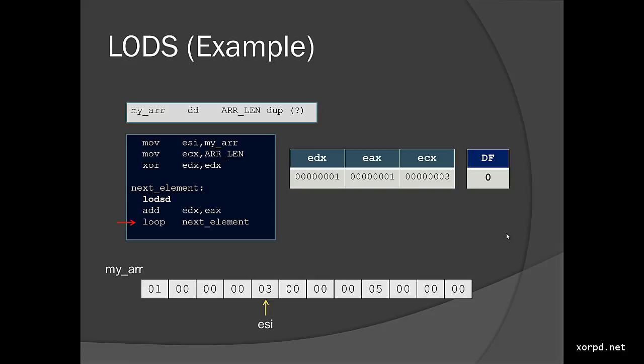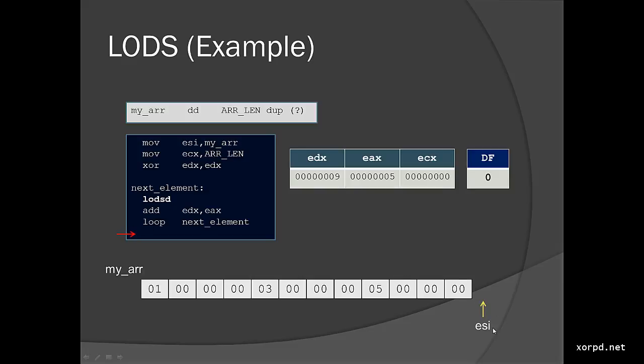And we get to the next iteration of the loop. We can see that ECX is going to decrease now. In the next iteration, again we read this D word, which is pointed by ESI, into EAX, and we add EAX into EDX. So we get 4. Finally, we read the last D word, which is now pointed by ESI, into EAX, and then we add EAX into EDX. The result is 9. And the loop is going to finish now.